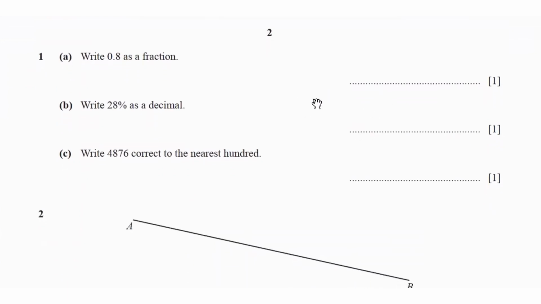The first question says write 0.8 as a fraction. In order to write 0.8 as a fraction, we first move the decimal one place to the right. When we move the decimal one place to the right, what happens is that we add a 10 in the denominator. So it's 8 over 10. 8 over 10 can be simplified as 4 over 5. And since we can't further simplify 4 over 5, that is your final answer.